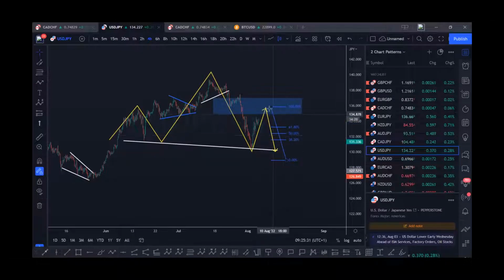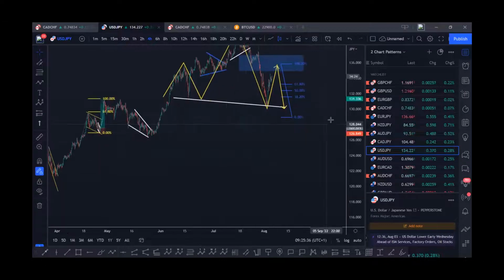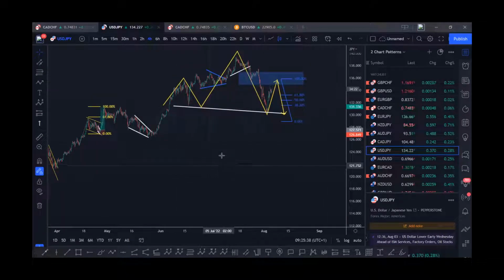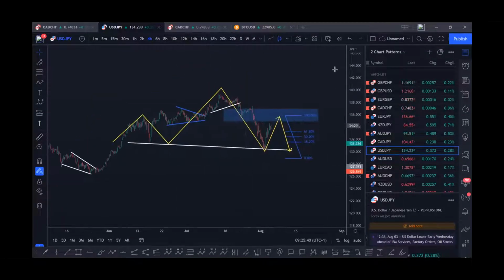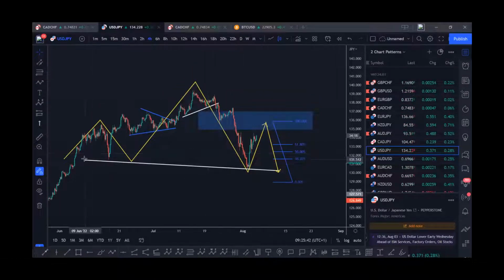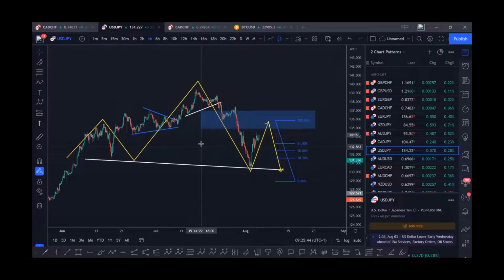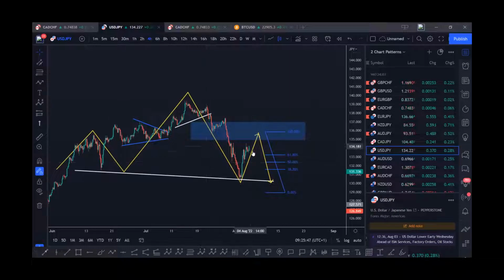Trade the retracement 50, put stop loss above here, and then target towards here. So it really is a potential big trading opportunity. So something that we need to just watch out for. It's not a trade right now.